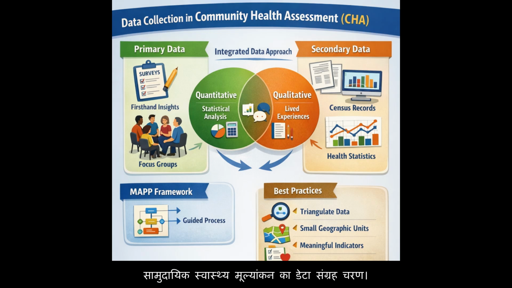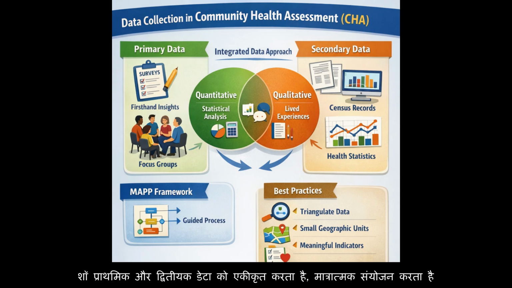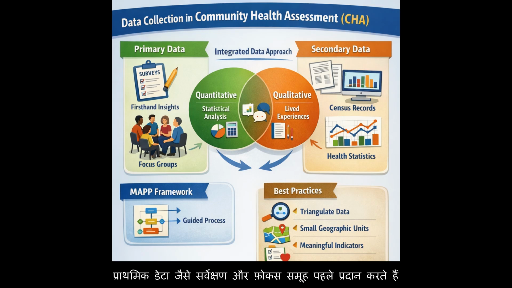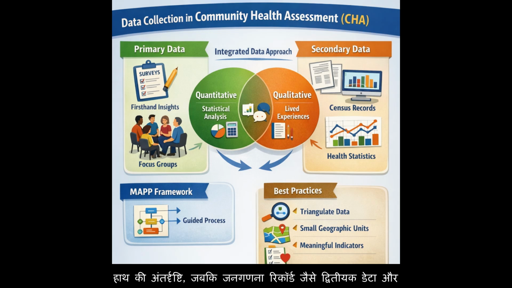The data collection phase of a community health assessment, CHA, integrates primary and secondary data, combining quantitative and qualitative methods for a comprehensive understanding of community health. Primary data, such as surveys and focus groups, provide first-hand insights, while secondary data, like census records and health statistics, offer broader context.